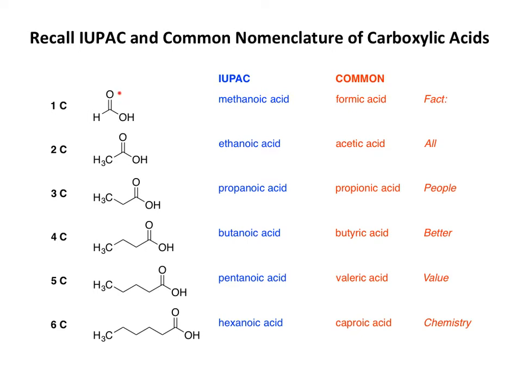And if you just have 1 carbon, that's formic acid. 2 carbons acetic acid, 3 carbons propionic acid, 4 carbons butyric acid, 5 carbons valeric acid, and 6 carbons caproic acid. And the mnemonic that you can use to remember these 6 common names is "fact to all people, better value chemistry." So we're going to use this base IUPAC and common nomenclature system to see how we can generate the IUPAC and common names of carboxylic acid derivatives.